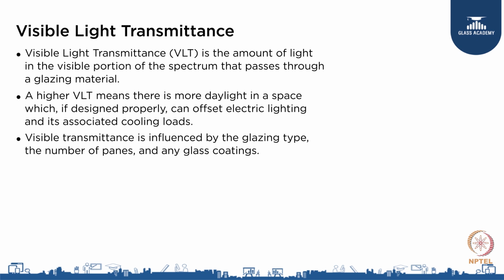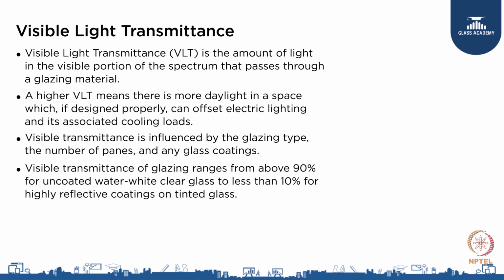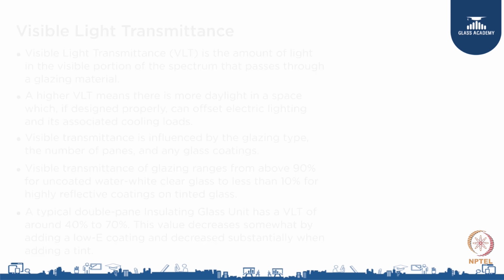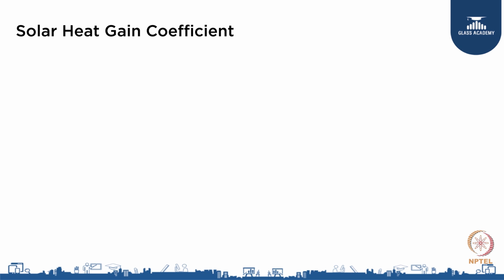Visible light transmittance is influenced by the glazing type, the type of coating, number of panes, etc. Generally, for a regular glass, we will see visible light transmittance of the order of 80 to 90%, and for a heavily tinted glass, we might get it down to as low as around 10%. Typically, we would expect this value to be around 50 to 70% in buildings where the glazing areas are small, and if you have large glazing areas, then you would like to keep it low, around 20 to 30%.